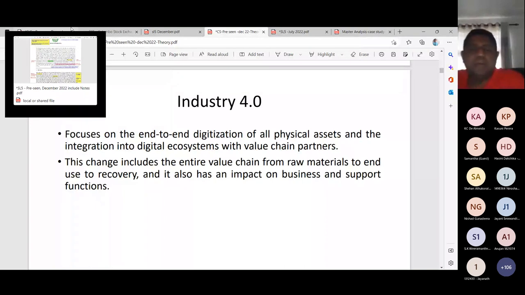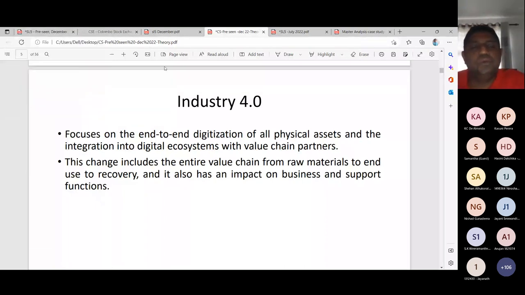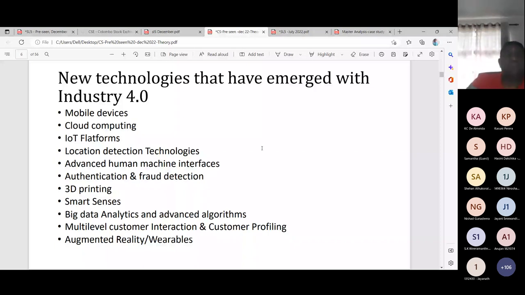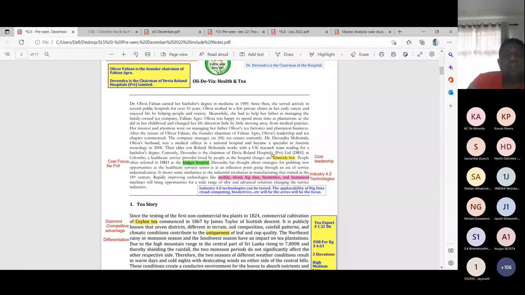So in Industry 4.0, what are we trying to do? We are trying to have end-to-end digitalization. So we try to connect the things together. The entire value chain will be connected together from raw material to end customer through Industry 4.0 technologies. These are some examples of Industry 4.0 technologies, like mobile devices, cloud computing, IoT platforms, location detection technologies, big data. So now if you look at the facts given in the case, he's talking about some of the stuff like mobile technology, cloud technology, big data, biometrics and humanized machines, right?